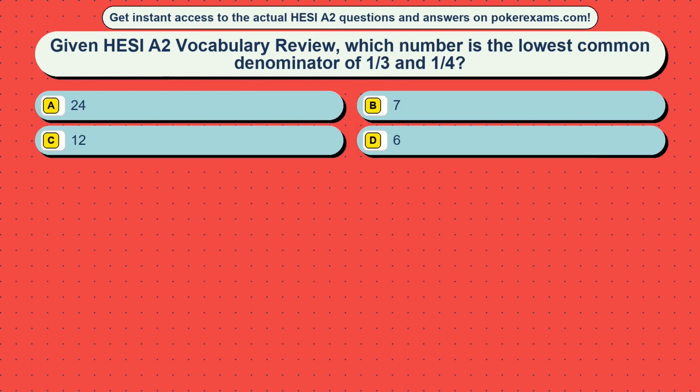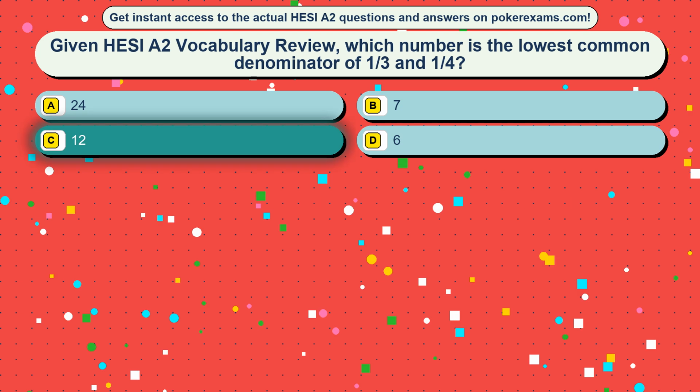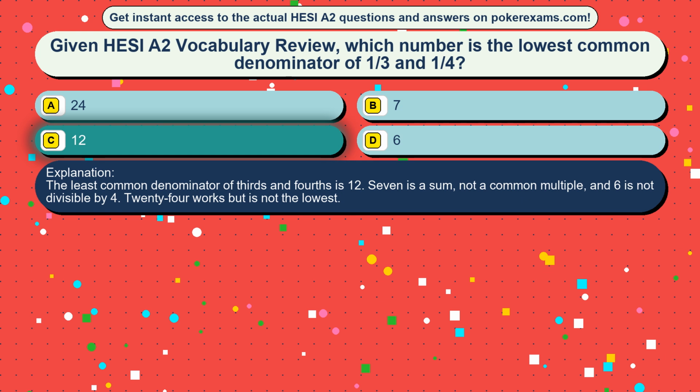Question 48. Given HESI A2 vocabulary review, which number is the lowest common denominator of 1/3 and 1/4? Option A, 24. Option B, 7. Option C, 12. Option D, 6. The correct answer is option C, 12. The least common denominator of thirds and fourths is 12. 7 is a sum, not a common multiple, and 6 is not divisible by 4. 24 works but is not the lowest.